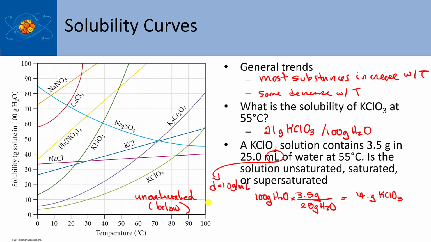If I was above the curve, up here, this would be supersaturated. And then the solubility curve represents a saturated solution. And this is true for all these solubility curves: whether you're above, below, or on the line for that given temperature determines whether you're unsaturated, saturated, or supersaturated.